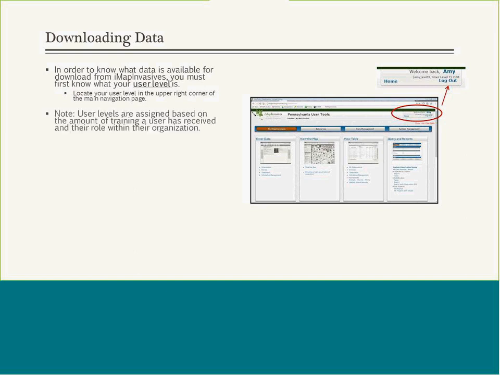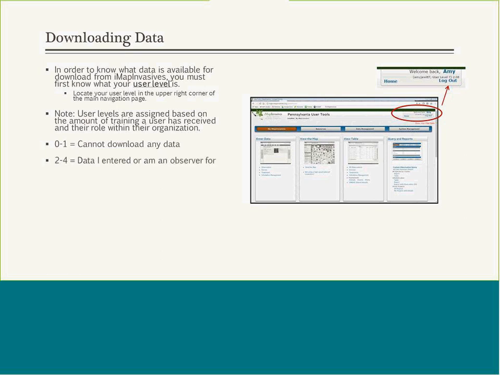Again, your user level is assigned to you based on the amount of training that you have received. Everyone that's part of today's training is going to be at least a user level 7 by the end of today, and that's going to give you access to everything that we've talked about. If your user level is either a 0 or a 1, you're not going to be able to download any data. You're a brand new user, you haven't gotten any training, and we don't want to give you that capability just yet.